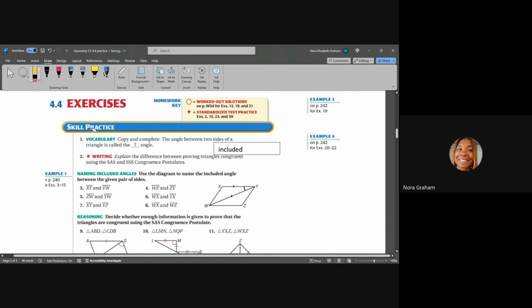Okay. Now let's do 5. For 5, we have ZW and YW. Our included angle is between those, so that's going to be ZWY. And then for number 7, we have XY and YZ. The whole angle in between those is going to be angle Y, or XYZ. Those ones weren't too bad.